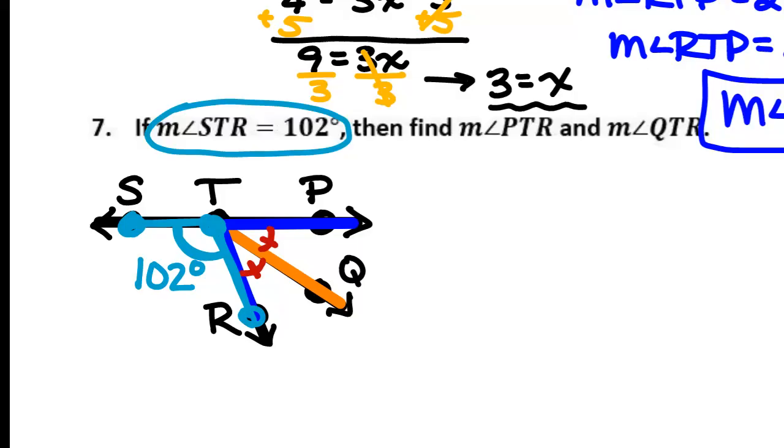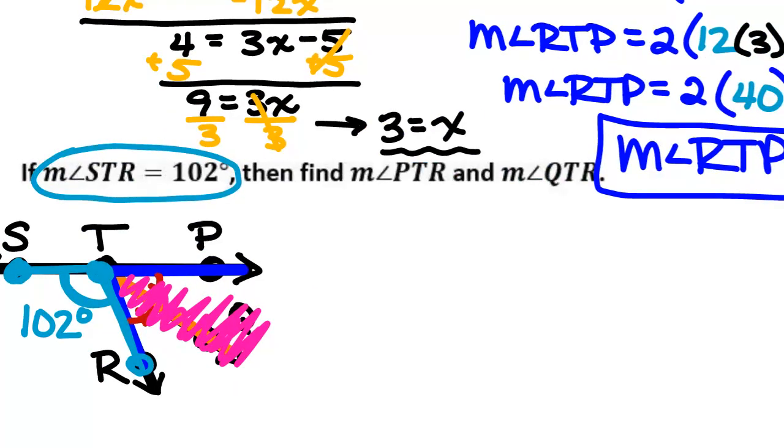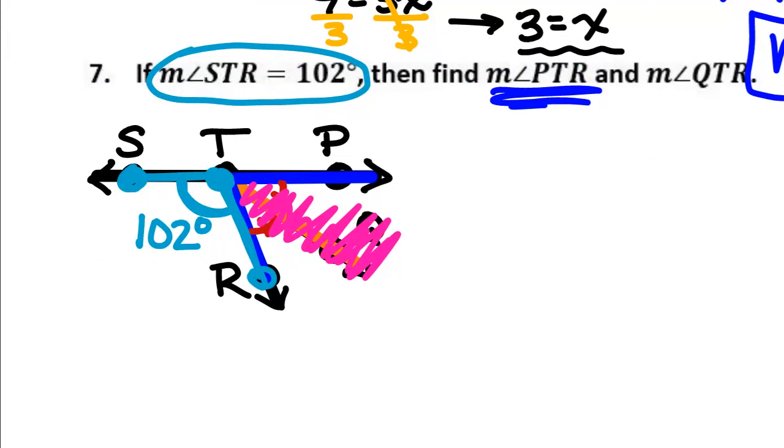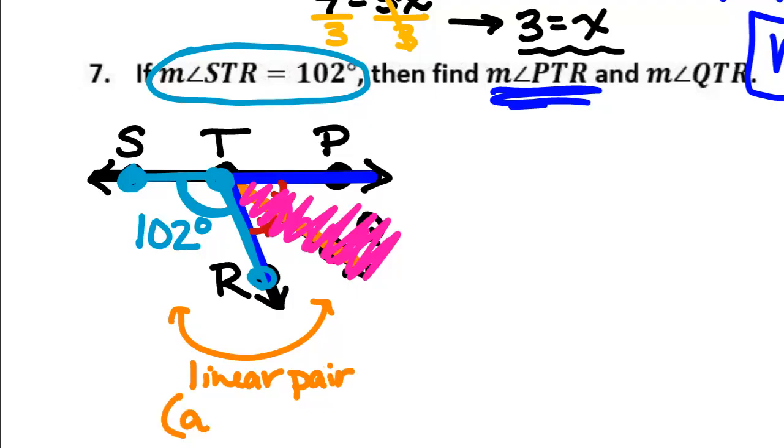So to solve this, the first thing I'm going to do is pretend like I can't see this line right here. They want me to find the measurement of angle PTR. And the light blue and dark blue angles, notice they share this side right here. They share a side and together they make a straight line. Does anybody remember what we call that? Linear pair. So these two angles form a linear pair. Close, not 90. 180. They add to 180.